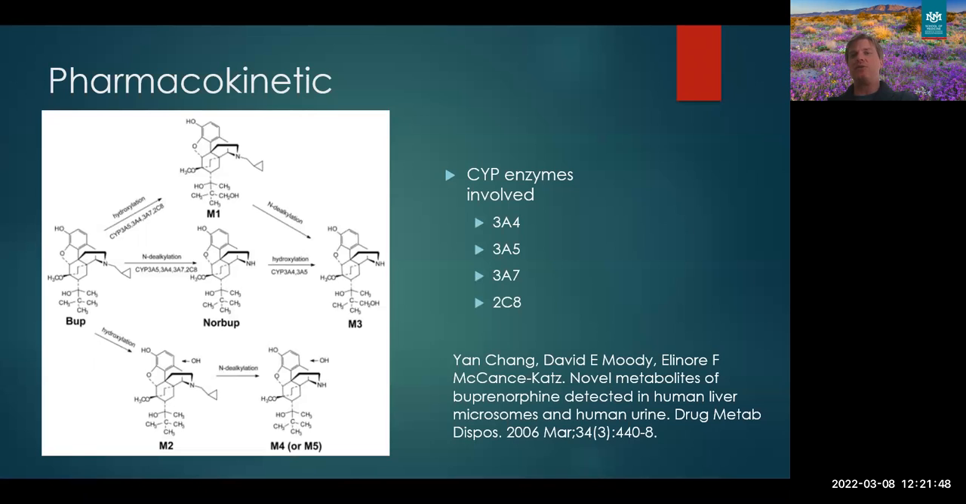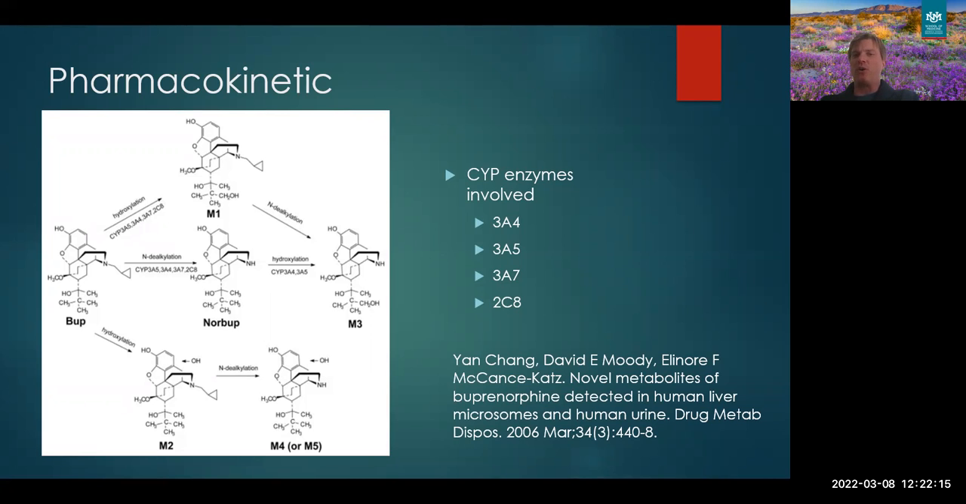This is going to get into the metabolism. For those of you who want to really nerd out and get into the CYP enzymes, 3A4 and the 3As are going to be the big ones here. Think of the 3A as something we can inhibit, with some of the uptake affected by, like, grapefruit juice.